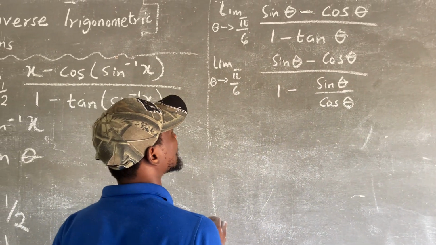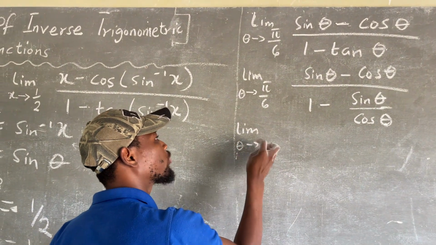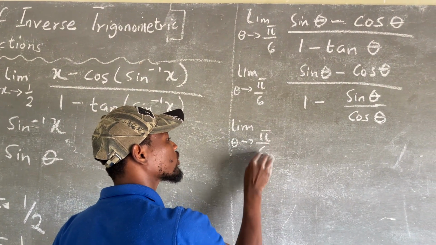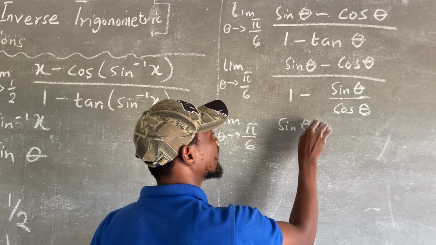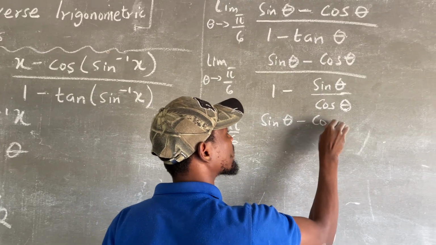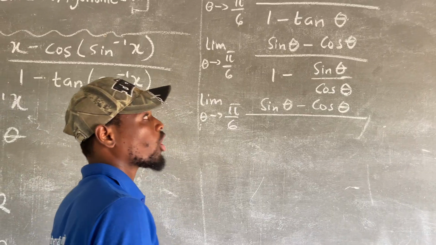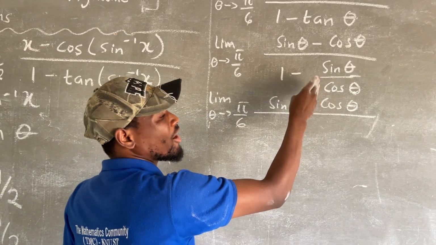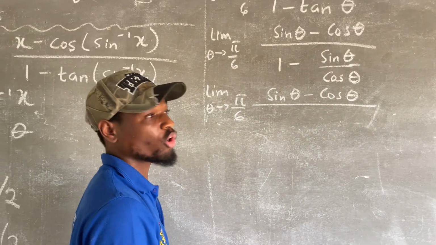Okay, so viewers, we still have the limit as theta approaches pi on 6 of what? Sine theta minus cos theta, all over... Viewers, we already know this is just a fraction, right? So 1 minus sine theta over cos theta. I know you can do this, right?